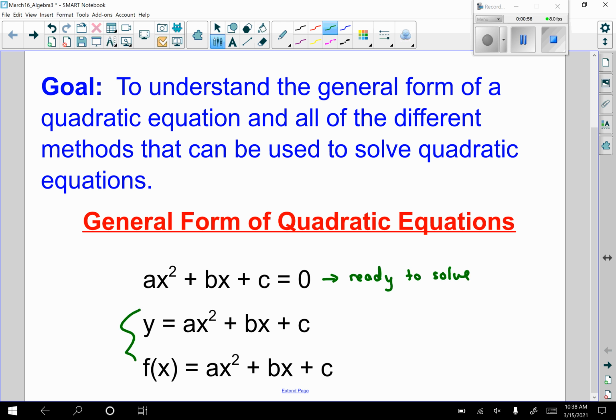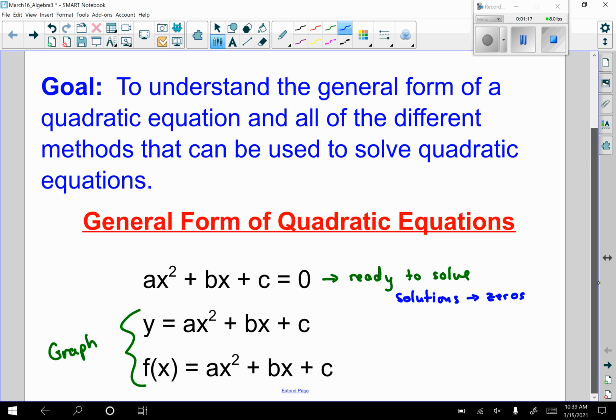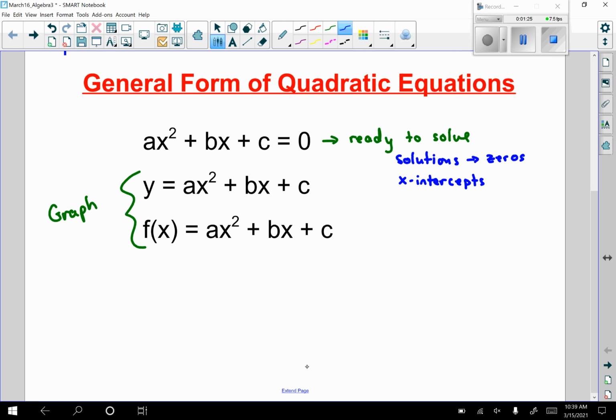If you see y equals or f of x equals, this means we're getting ready to graph. Now when we solve, the solutions are also called zeros of the polynomial. And it's really telling us the x-intercepts. So these are 3 different ways to say the same thing.